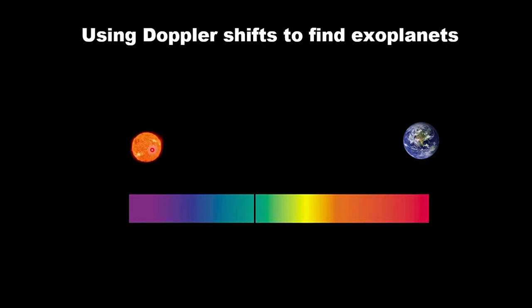And then once we know how fast it's orbiting, we can get an idea of the mass of the planet by how much it's tugging on the star. And we can start to figure out the properties of that exoplanet, even though we've never seen it. We've only detected, using spectroscopy, the Doppler shift of the parent star caused by the orbiting planet.